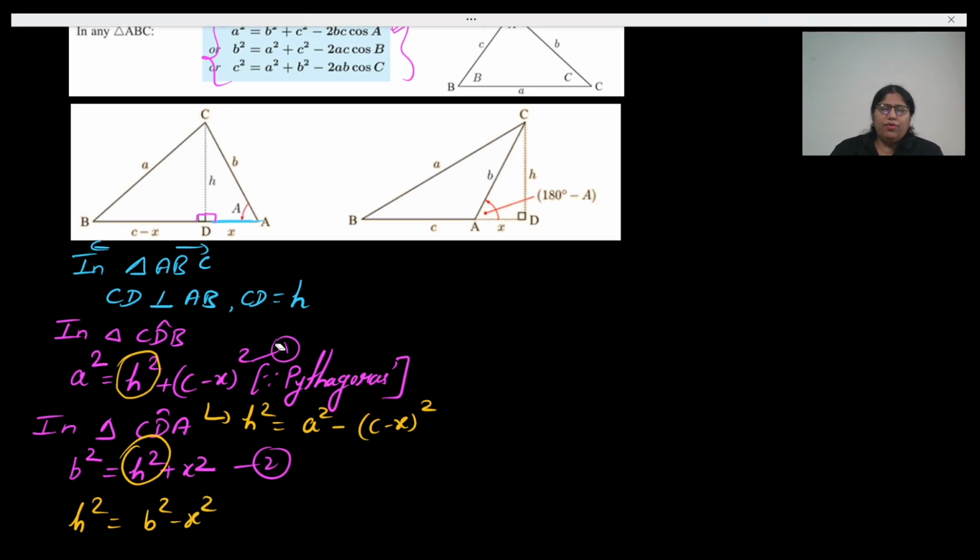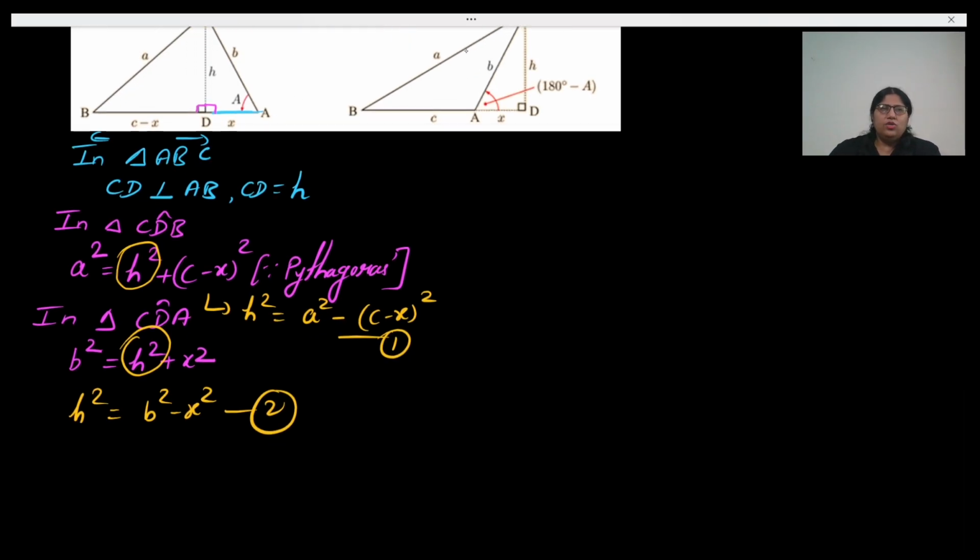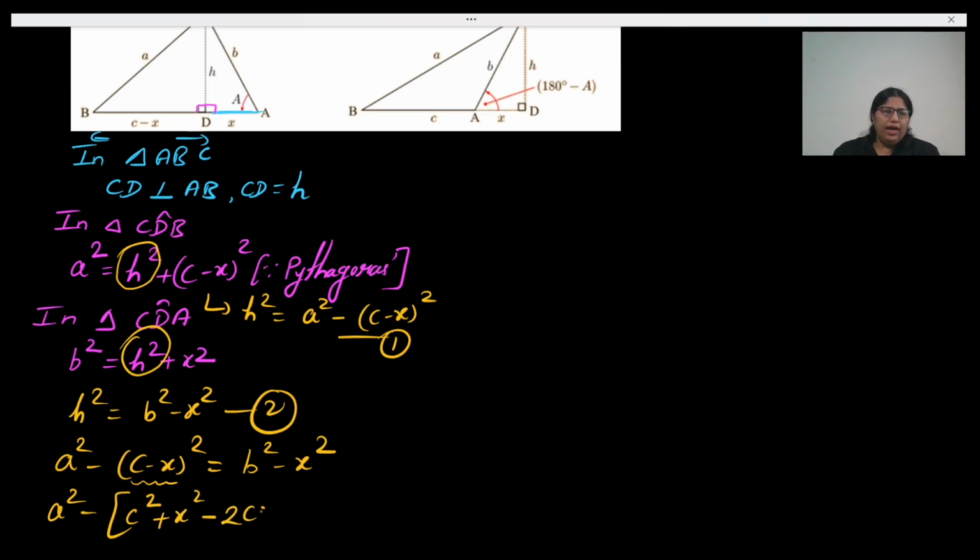If I label these 1 and 2, and follow the substitution method, because they both are equal to h square, they are going to be equal to each other. This is the first equation, this is the second equation. In the first and second equation, they both are equal to h square, so equate both together. It will become a square minus c minus x whole square equals b square minus x square, right? Now here you have to use the a minus b whole square identity: a square plus b square minus 2ab is equal to b square minus x square.